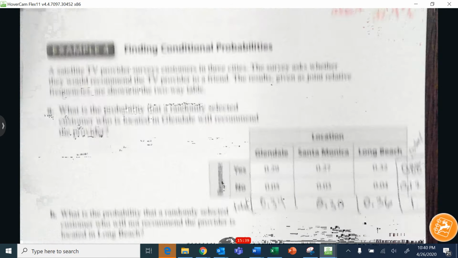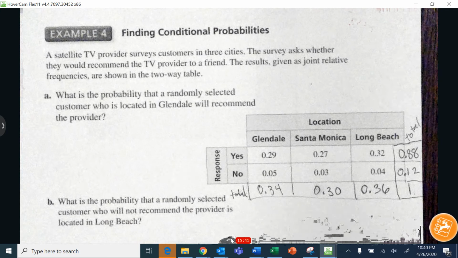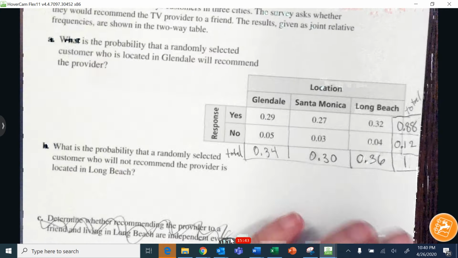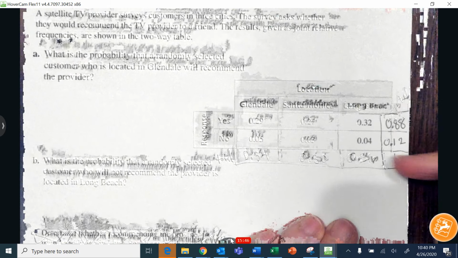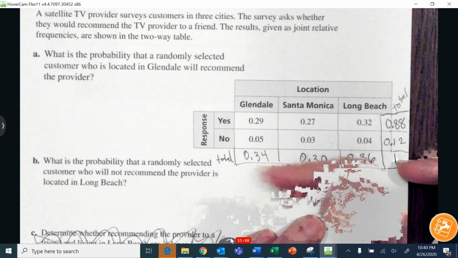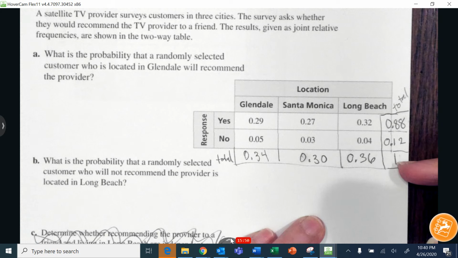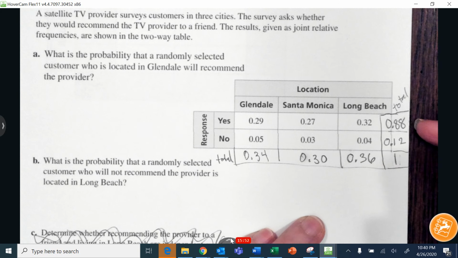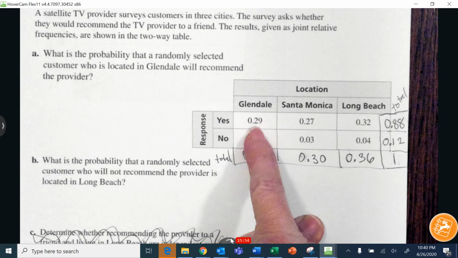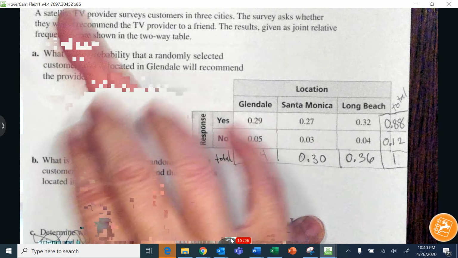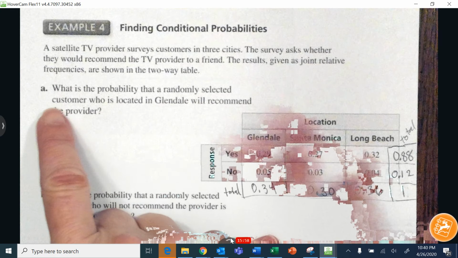All right, example 4, finding conditional probabilities. As I went to answer these, I realized I really needed some of these marginal relative frequencies written around the outside. So if you want to take a moment, I went ahead and I just added up the yeses. Oh, I'm sorry, let's go over what this is about first.